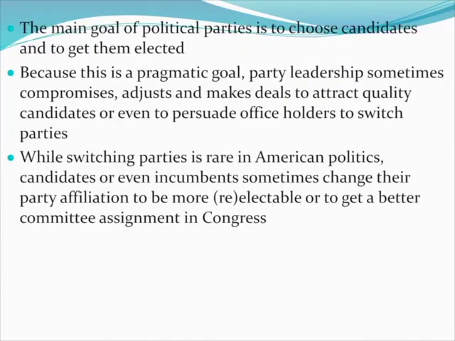The main goal of political parties, as I said, is to choose candidates and to get them elected. Because this is a pragmatic or instrumental goal, there's sometimes compromise, in order to attract quality candidates, and sometimes to keep them from switching parties. Switching parties is rare in American politics, but it has occurred certainly in the past. Because parties pursue this pragmatic goal of electing candidates, political parties have existed for a long time and will continue to exist. They are simply necessary.